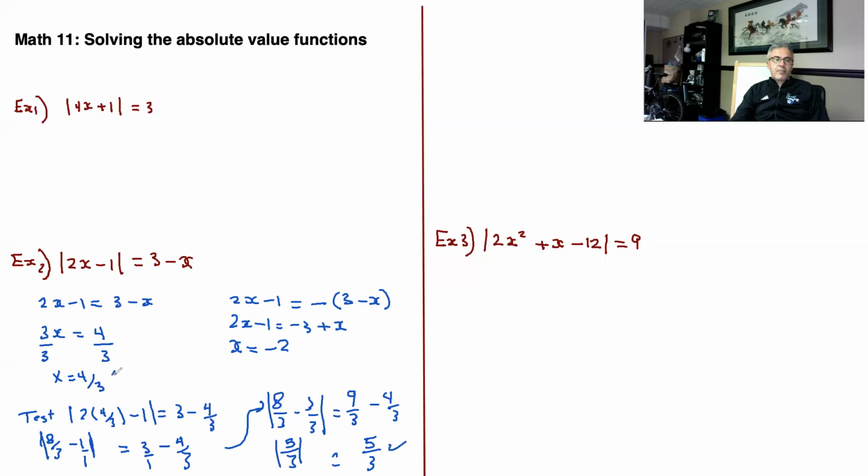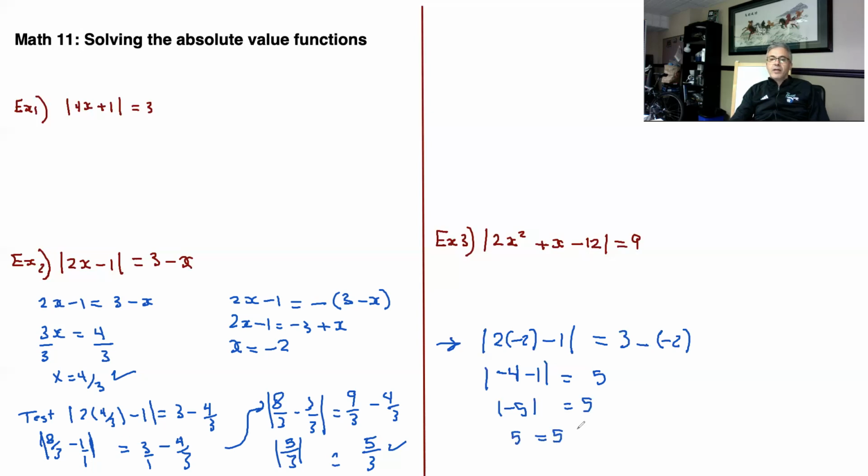This one is checked. Now let's test the -2, and I'm just going to take this to this side. Testing the -2, you'll have the absolute value of 2 times -2 minus 1 equals 3 minus -2. This here will give me the absolute value of -4 minus 1, and this will give me 5. This is going to be the absolute value of -5 equals 5, and therefore the absolute value of -5 is 5 equals 5, and that's checked, so both of them work. I'll move on to the next question, so I'm just going to erase what I've done here.